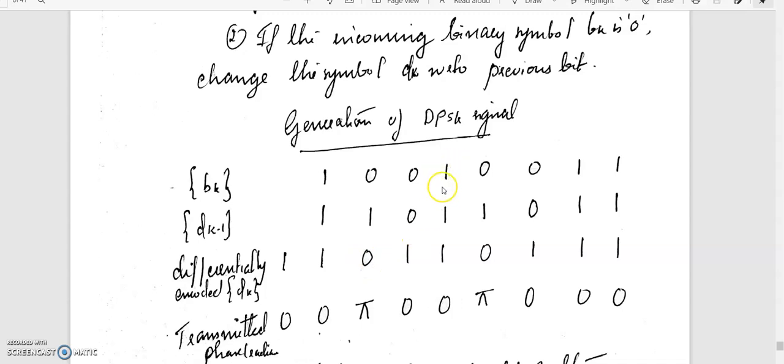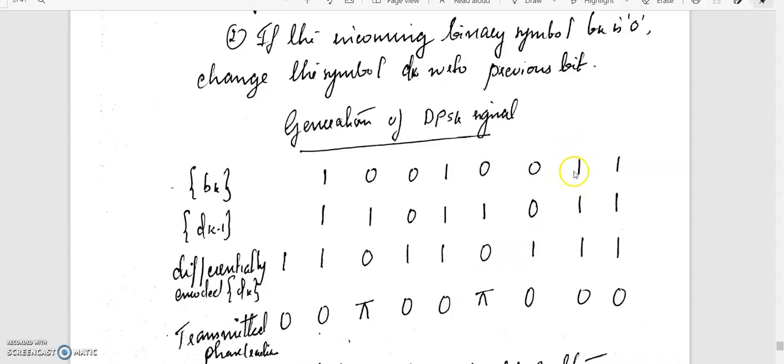Now your binary is 1. 1 means remain in the same state. Already your encoded bit was 1, so you remain in the same state 1. Now again 0. 0 means change the state. Earlier was 1, you change to 0. Again 0, change the state. Earlier was 0, you change to 1.